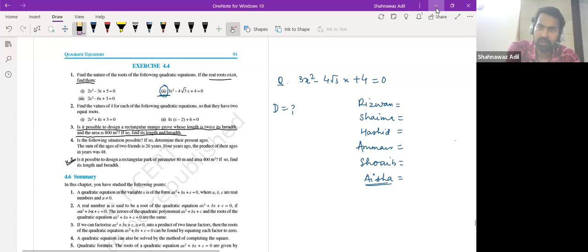Sir, I have found the answer. Okay, so what is the answer? It is 0. 0? Okay, Amar, you also got 0. Sir, I don't understand. Oh, you didn't understand. The discriminant is 0.